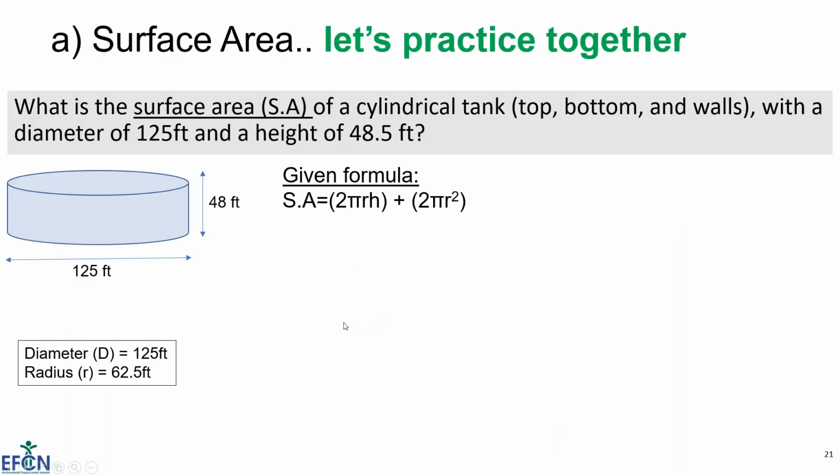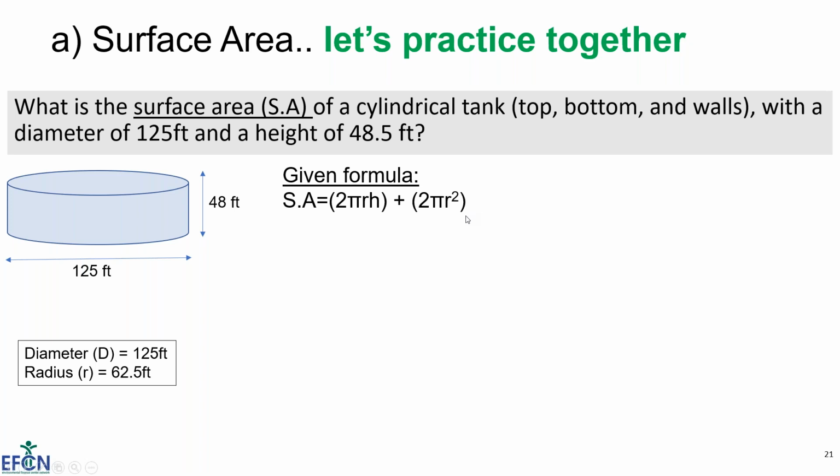So let's practice together, and we're looking at the surface area here. What is the surface area of a cylindrical tank? And we're looking at the top, the bottom, and the walls with a diameter of 125 feet and a height of 48.5 feet. Now, most formula sheets will give you a formula here, which is the surface area of a cylinder is 2 pi r h added to 2 pi r squared. But some formula sheets might be lacking this.